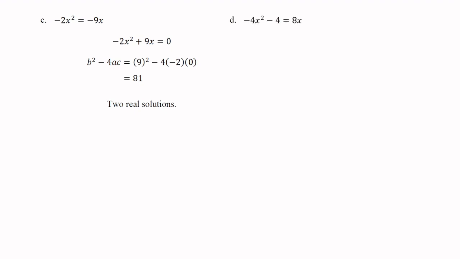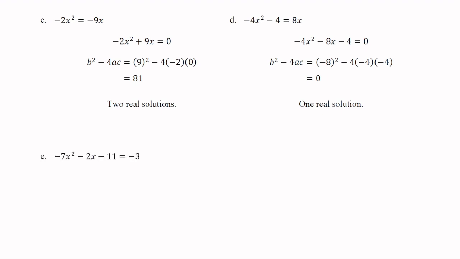For this example, again, move everything to one side, plug in your A, B, and C. C in this case would be 0 since there's no constant term. And we get 81, which has two real solutions since it's positive. For this one, subtract 8x from each side, plug in your -4, -8, and -4 for A, B, and C, and we get 0, which tells us we have one real solution.